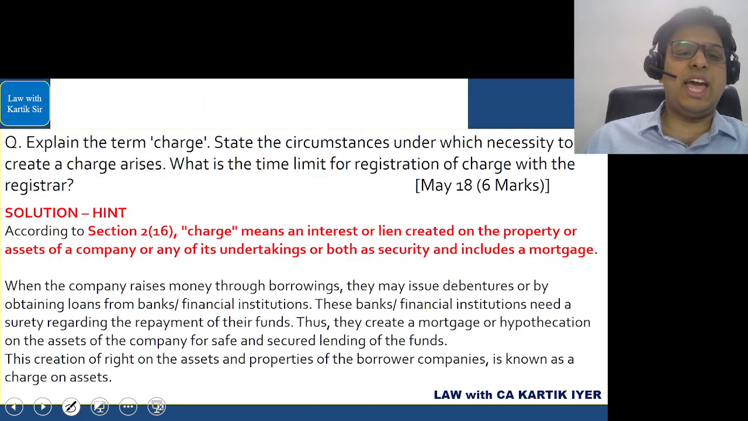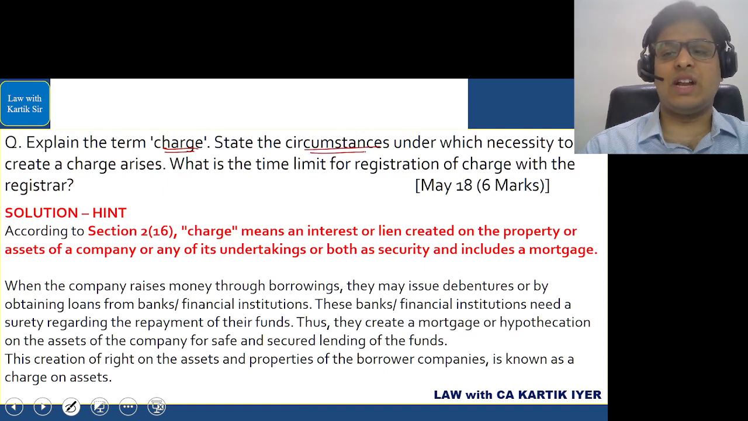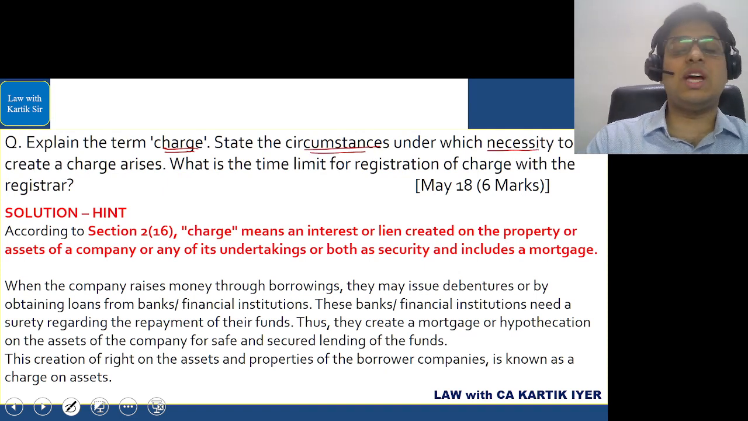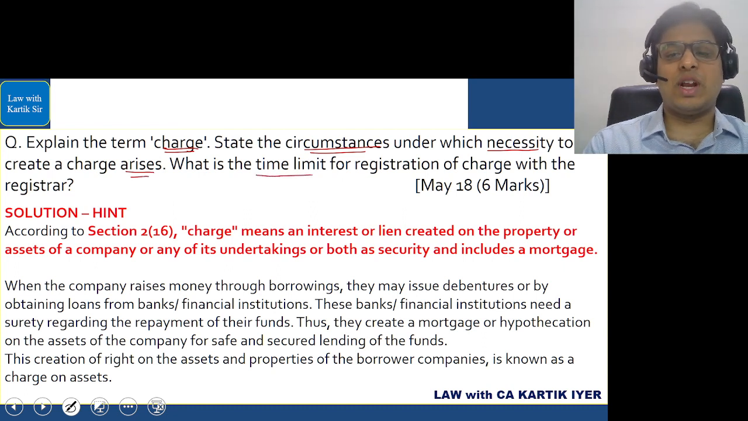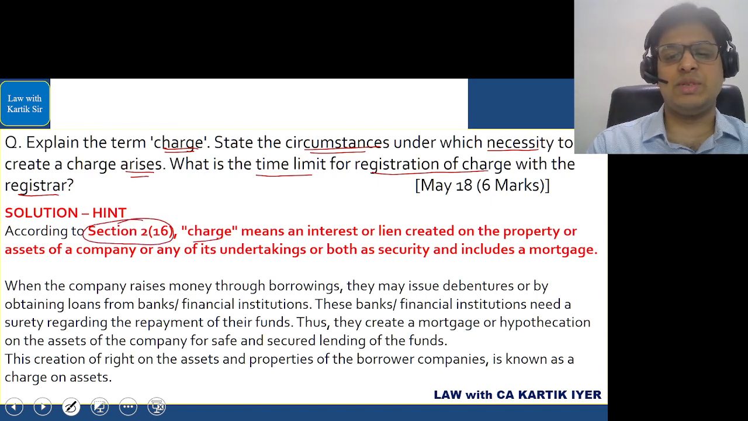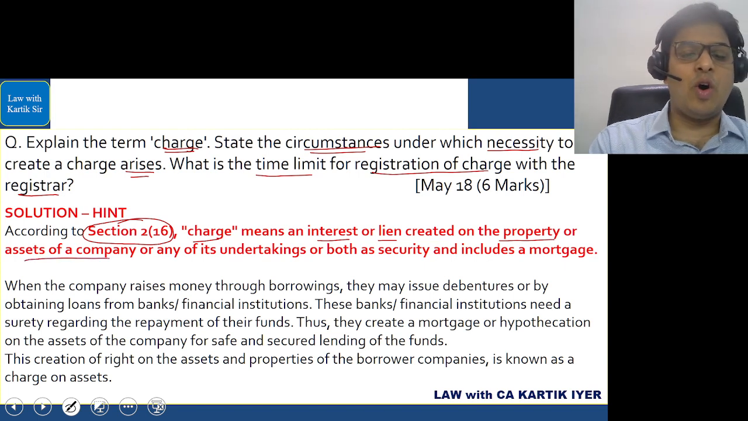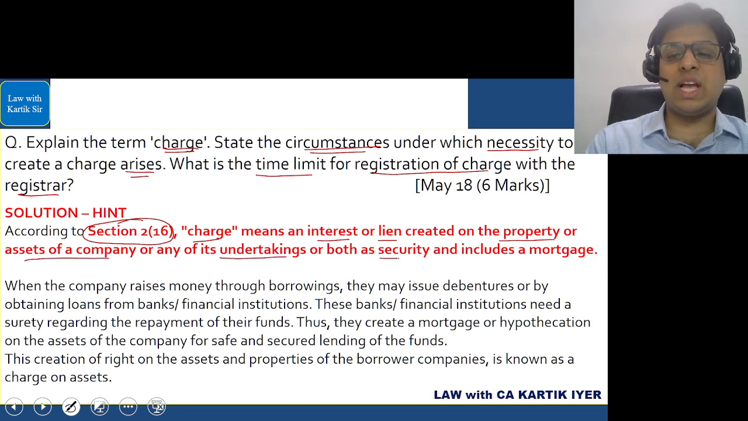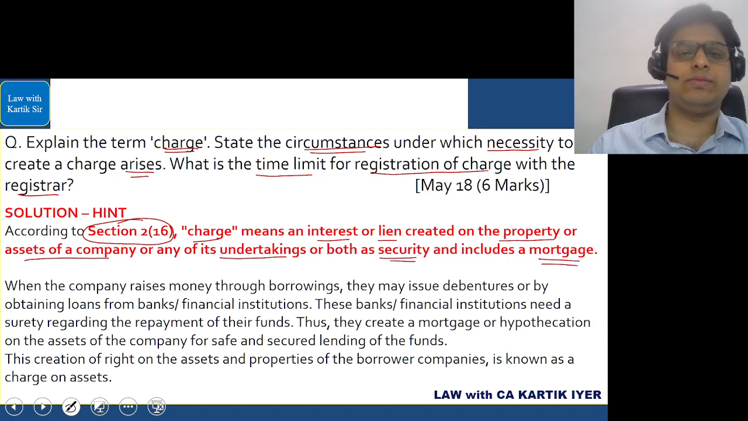Next, let's see. Explain the term charge. State the circumstances under which necessity to create a charge arises. What is the time limit for registration of a charge with the registrar? So you have to give the definition of charge. Section 2 clause 16, you know very well. Charge means an interest or lien created on the property or asset of the company or any of its undertaking, or both as security and includes a mortgage. Easy. What is the charge?